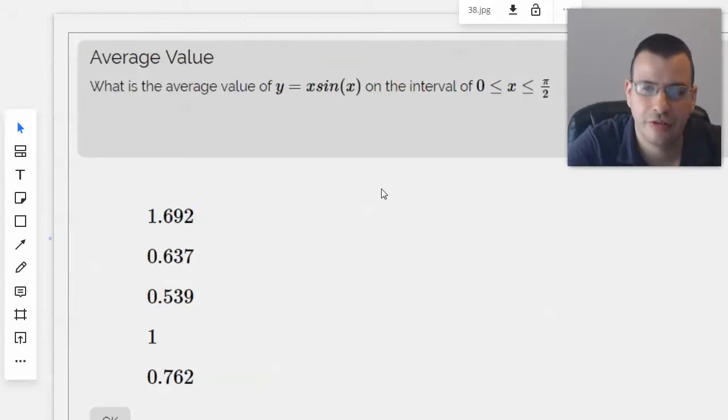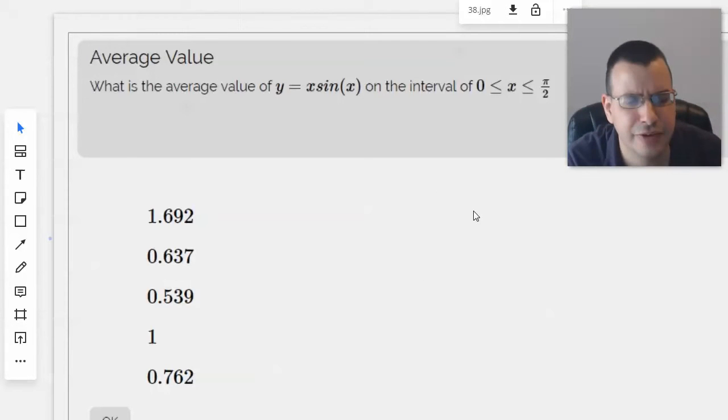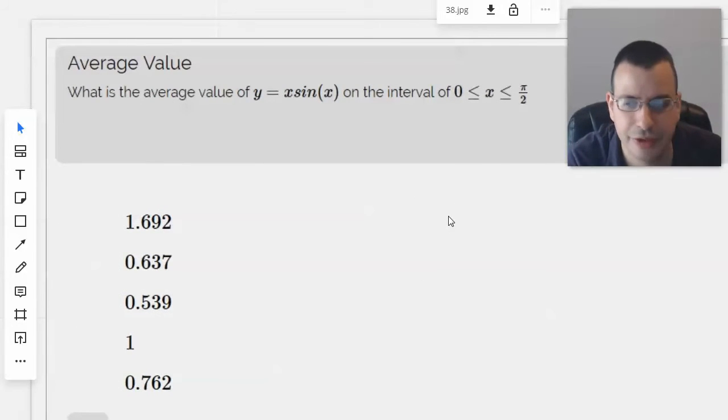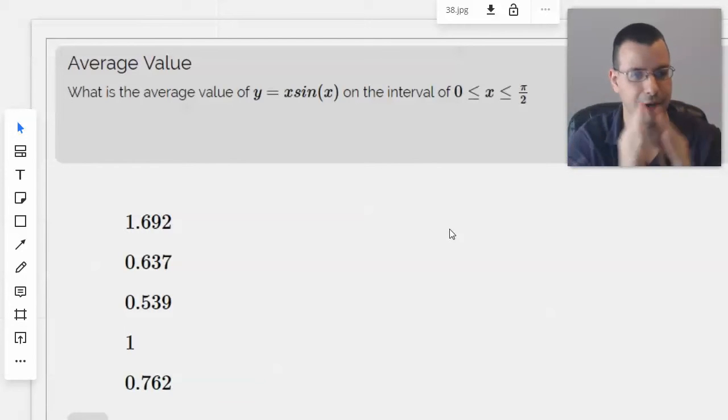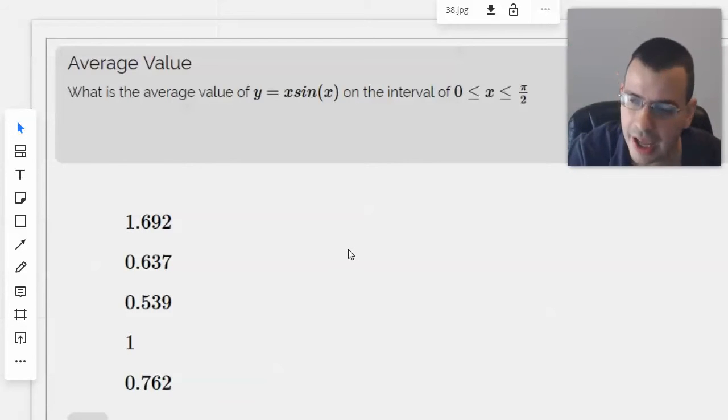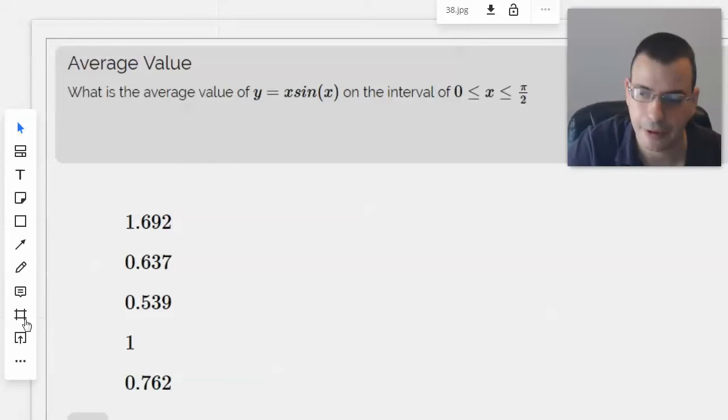What is the average value of y equals x sine of x on the interval 0 less than x less than pi over 2? Okay, so we're probably going to have to use our calculator for this one. Not necessarily to solve the integral, because we're going to find the integral, and then we're going to divide by the distance. And from there, that should give us the average value.